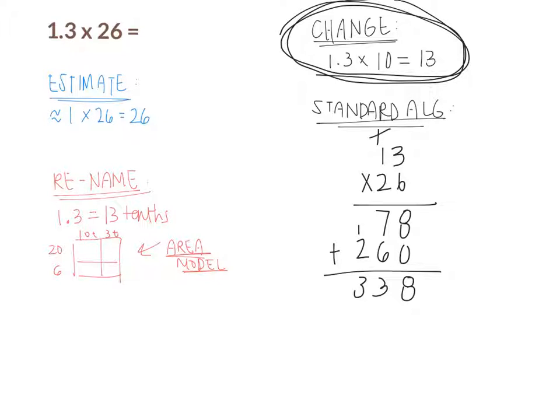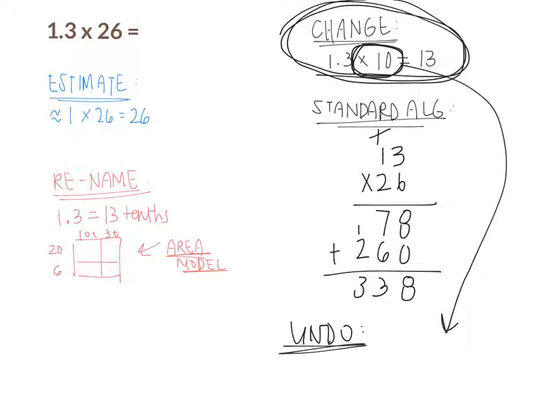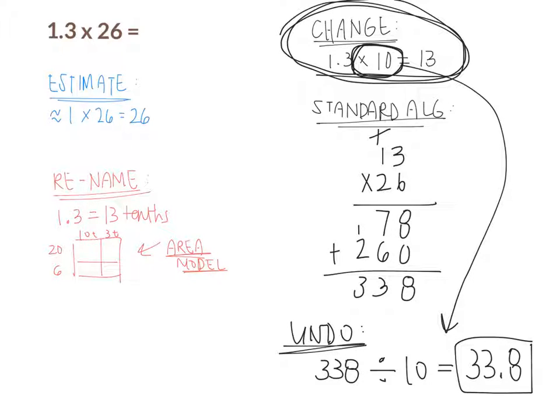Put your hand down. Okay, what was my change up here? What did I do to change the problem? Multiply by 10. So what do I need to do to undo? I need to take my product, 338, and divide it by what? 10. When I divide something by 10, what happens to the decimal point? Lose one space to the left. So what is the answer? 33.8. Very good. Okay. By the way, if I got my answer and I said that it was 338, is that close to my estimate? No. But if I put the decimal point here, is that better?